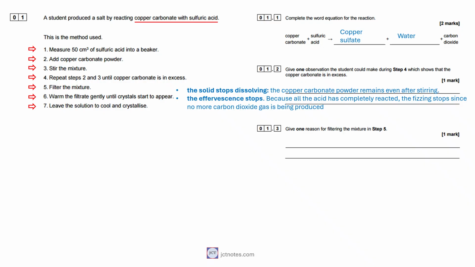In question 1.3, we need to give a reason for filtering the mixture in step 5. Filtering will remove any excess of copper carbonate, leaving the solution with dissolved copper sulfate.